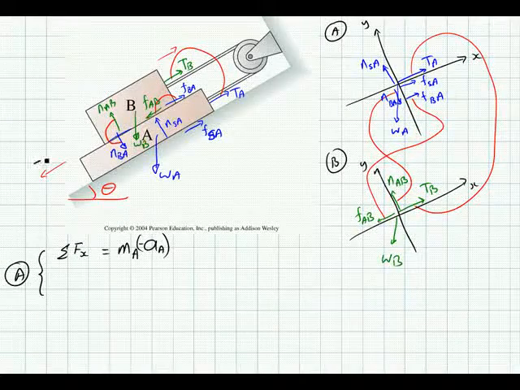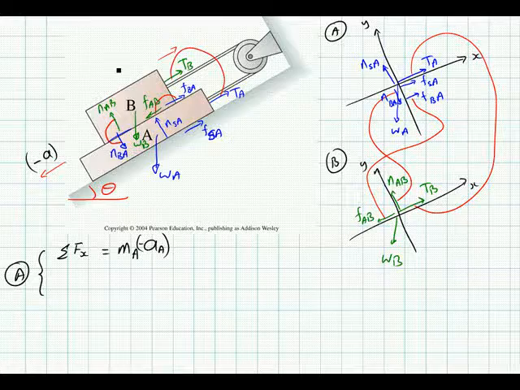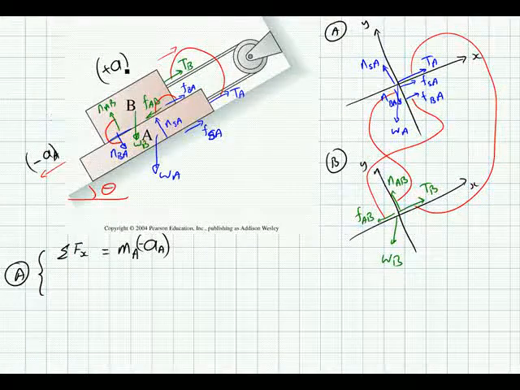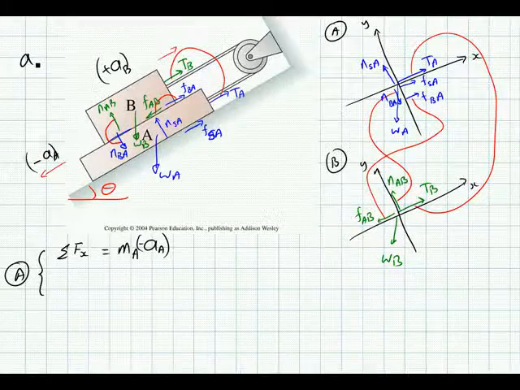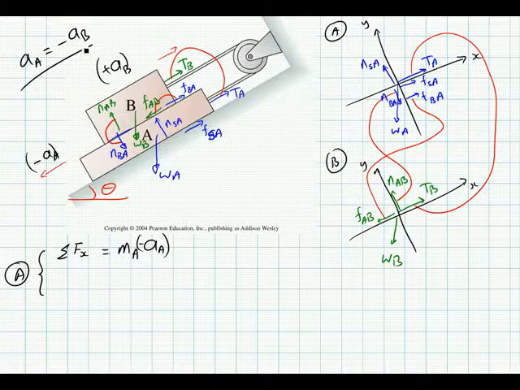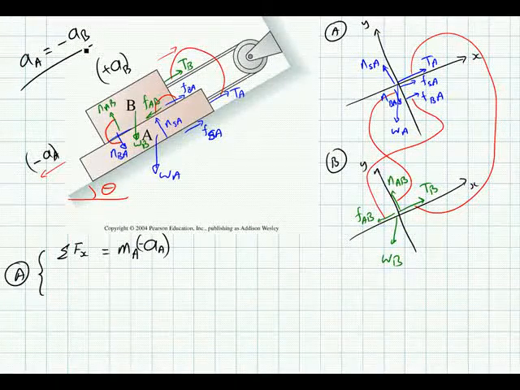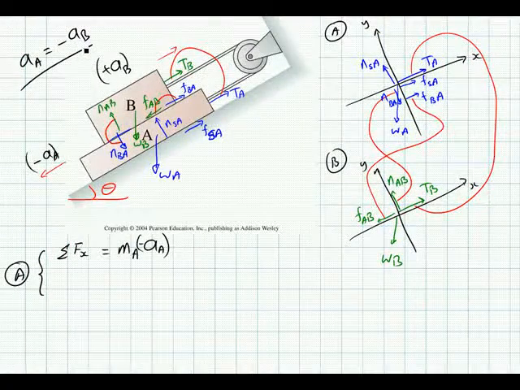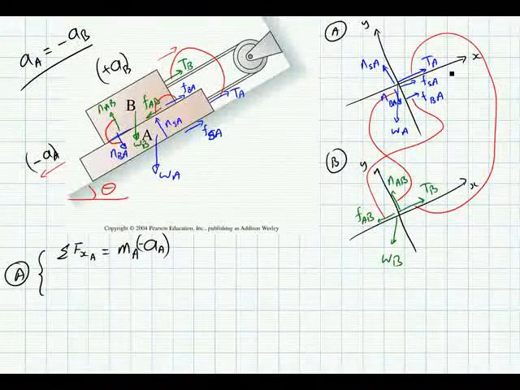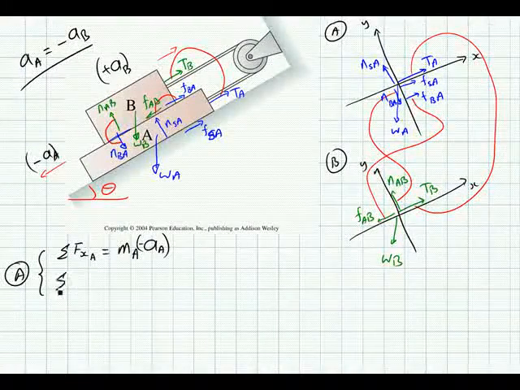Our acceleration constraint would be minus A for A and plus A for B. If I call this A and B, then AA is equal to negative AB. That's our acceleration constraint, so I can call everything A. So that's minus AA. And you work out the sum of the forces on A in the x direction, of course, from your free body diagram.